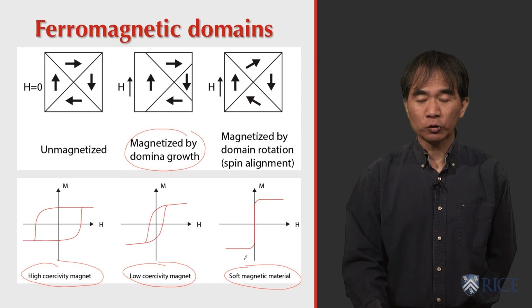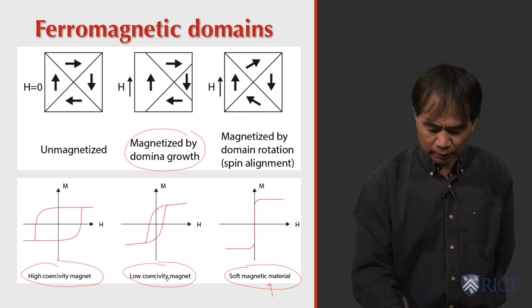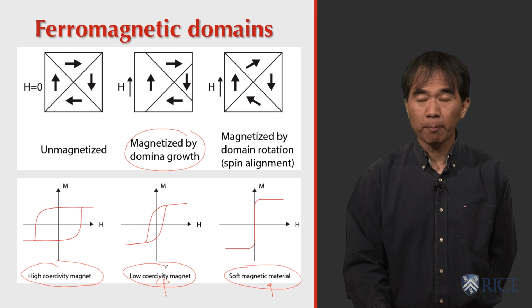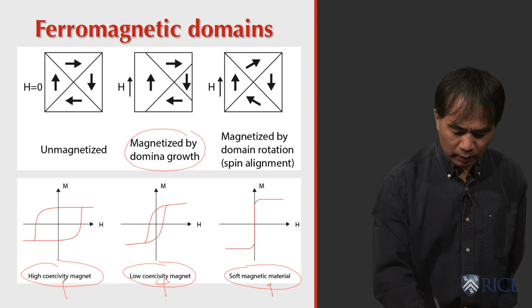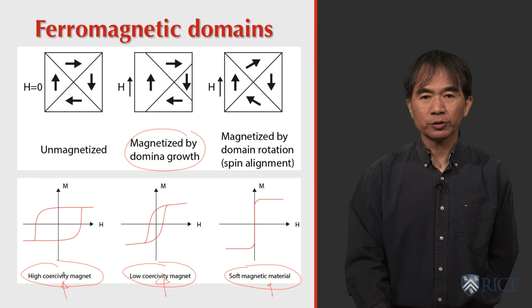And that means as soon as you turn off the external field, the system becomes completely random. So this will be what we call the soft ferromagnet materials. And this is what we call the low coercivity magnet. And this is what we call the high coercivity magnet. And these will have different applications, as we shall discuss in our following lessons.